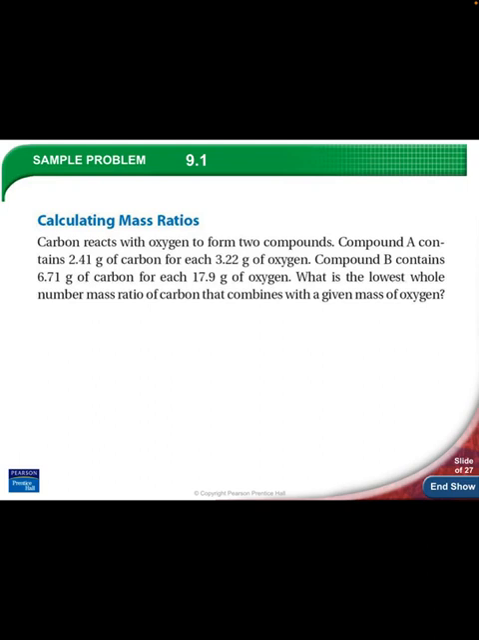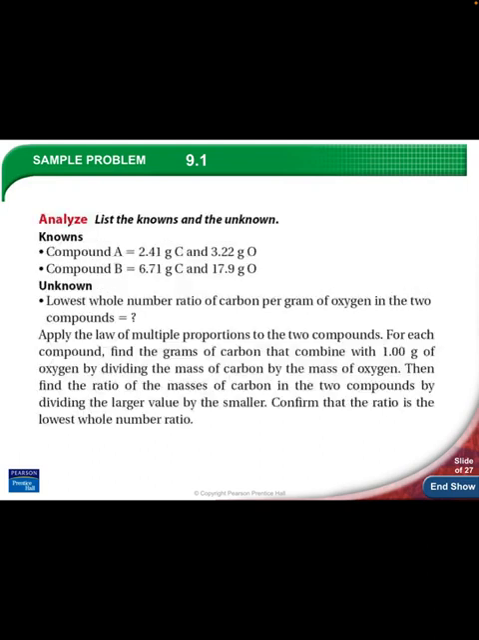You have 2 compounds. Compound A has 2.41 grams of carbon, and compound B has 6.71 grams of carbon.